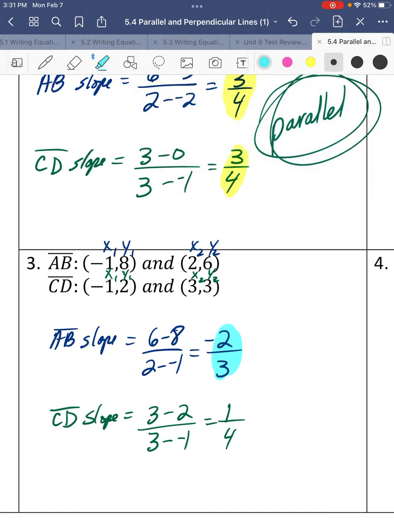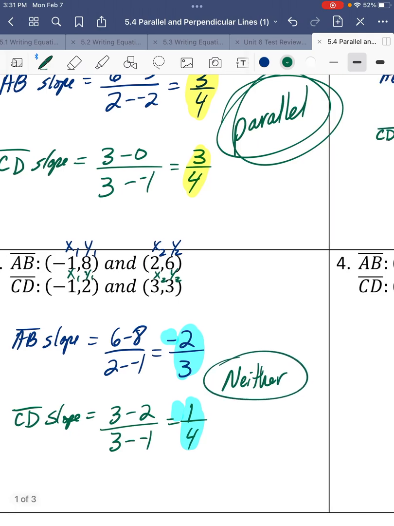Let's compare what we got going on. Anything good? Not really. -2/3 and 1/4. Well, one's positive, one's negative. That's good, but the numbers are not reciprocals, so this would be neither. Neither parallel nor perpendicular.